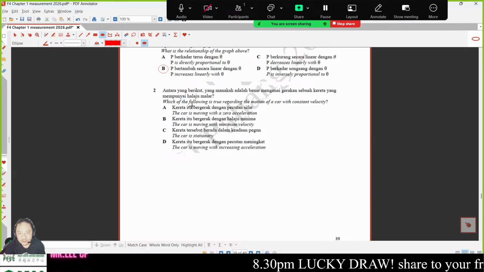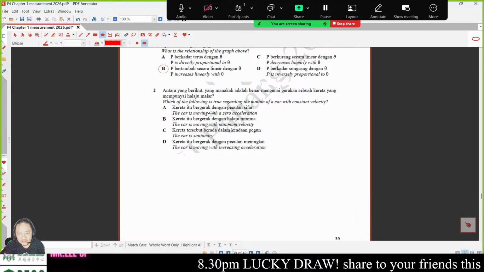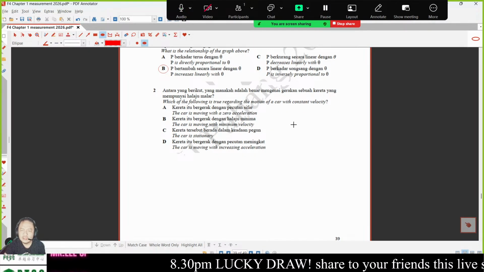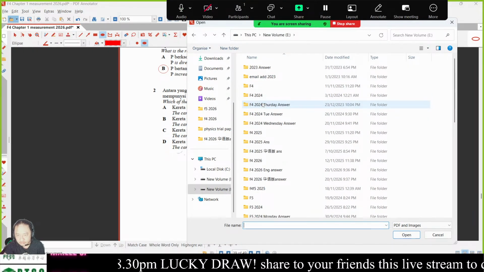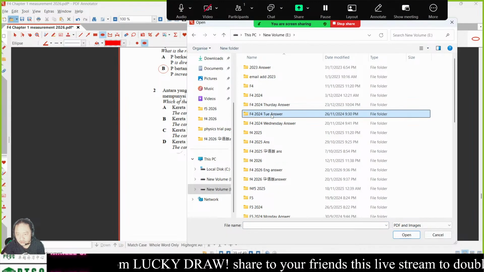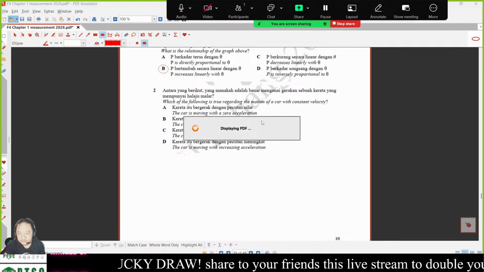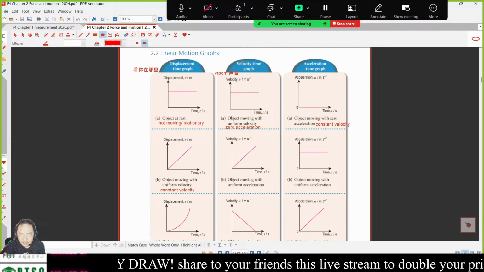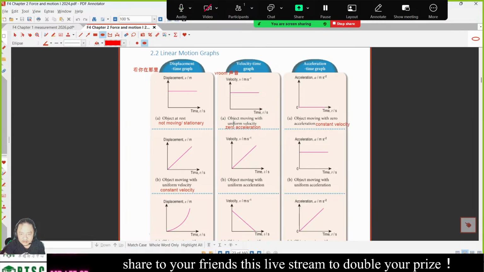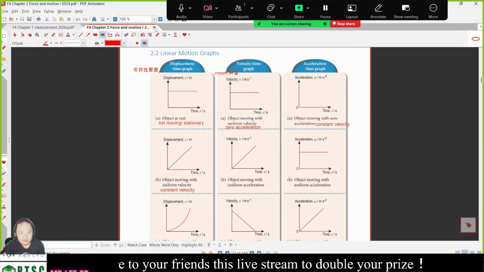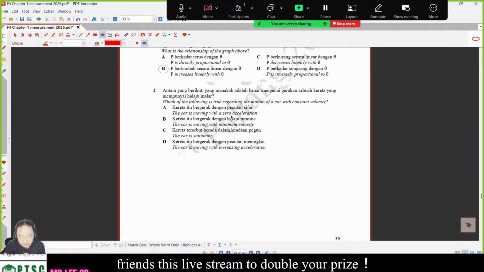Now, which of the following is true regarding the motion of the car with constant velocity? Constant velocity, this one I haven't taught yet. Constant velocity is zero acceleration. I will teach you in Form chapter 2, for example. When you see the graph here, when it is uniform velocity, it is zero acceleration. I will teach you, not now, in chapter 2. So this one is uniform velocity, zero acceleration.